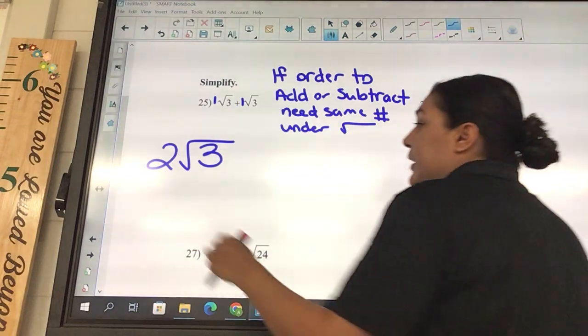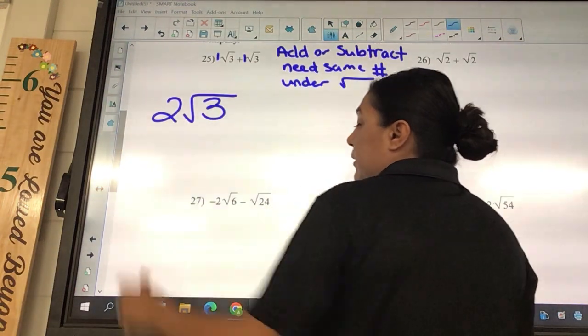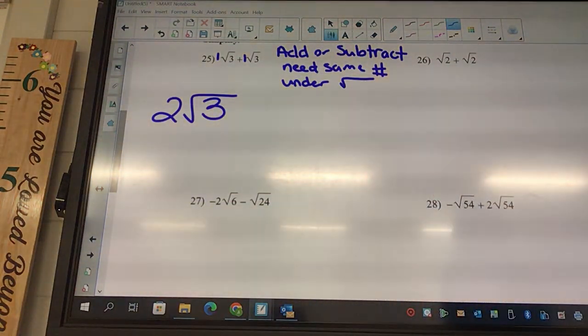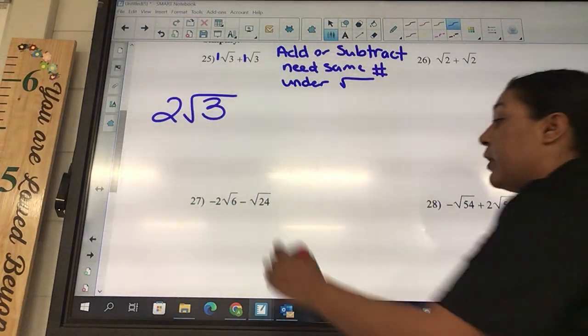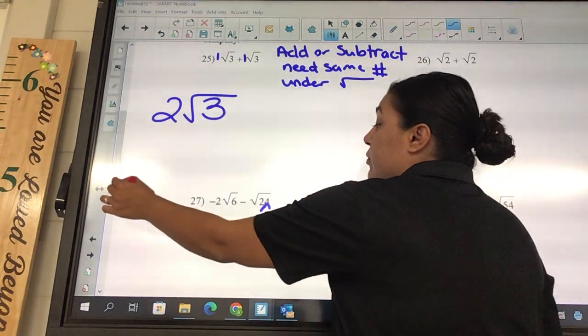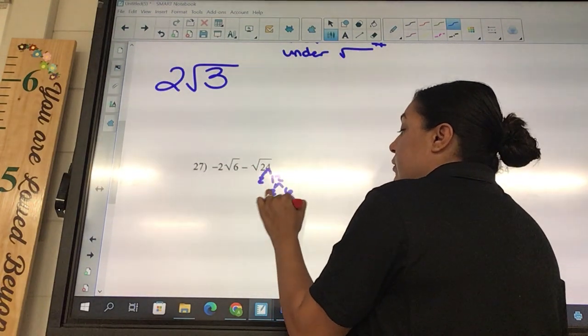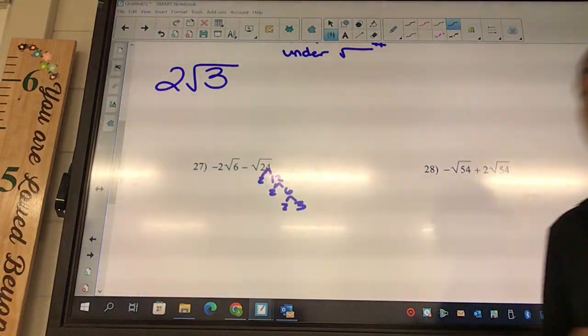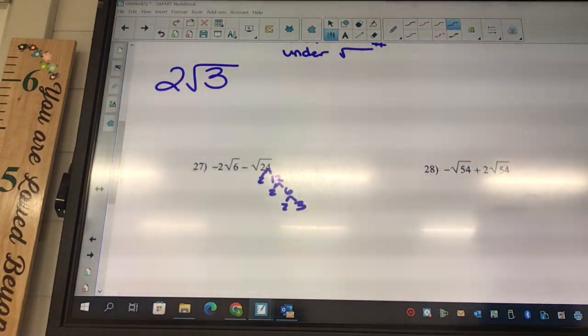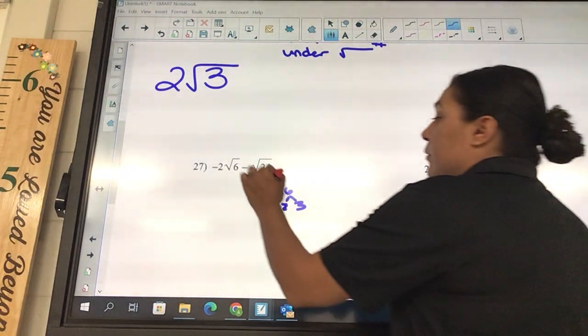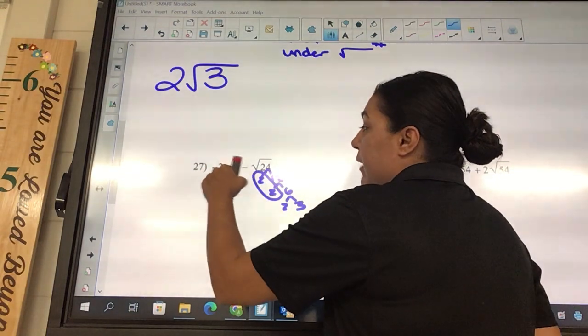Okay, if we look at 27, do they have the same number underneath? No. So we need to simplify. The 6 can't go any further, but the 24 can. So you do it just like we did on the other page. 24 is going to be 2, 12, 2, 6, 2, 3. So who can go? The 2. A group of 2s. This part we have not changed anything.